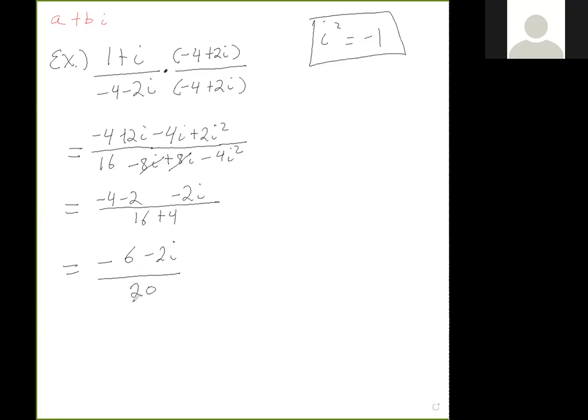All right, almost done. I'm going to simplify just a little bit more. Looks like I can factor out at least a 2 there. So I'm going to factor out a 2, which leaves me with negative 3 minus i over 20. I can cancel the 20 there, and it reduces to 10. So this is going to leave me negative 3 tenths minus 1 tenth i.